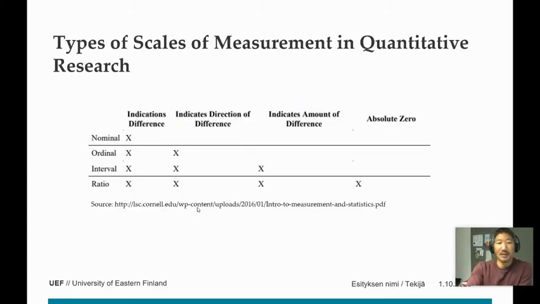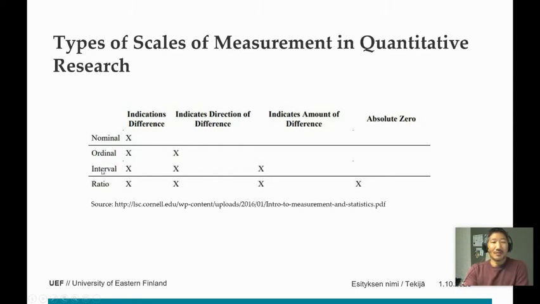And simply we can distinguish these 4 scales in this way. For instance, the nominal scale has an indication of the differences, like gender, male and female, but it doesn't have any direction. But the ordinal scale indicates the differences between the values, and it also has a direction of the value. The happier is better than non-happier.